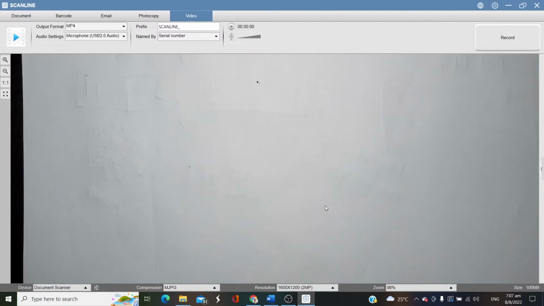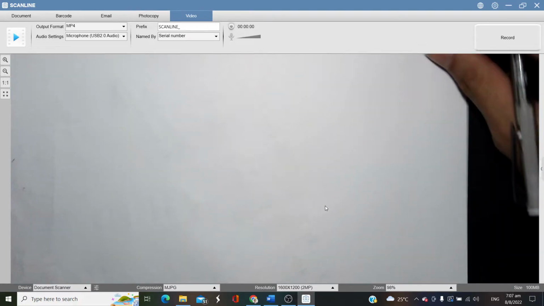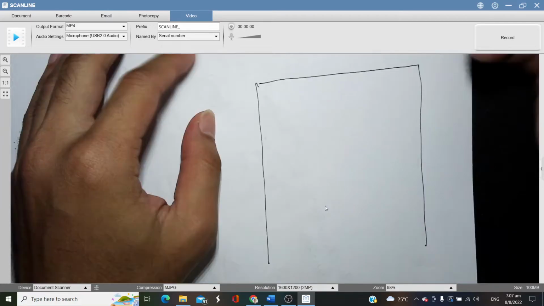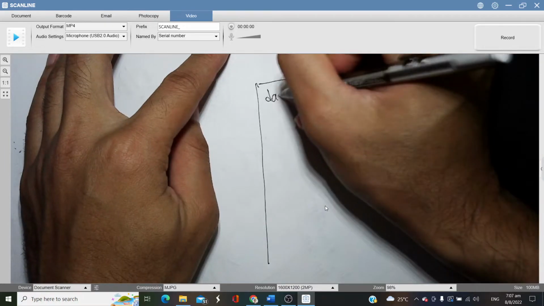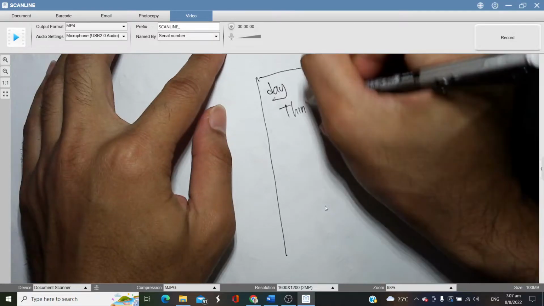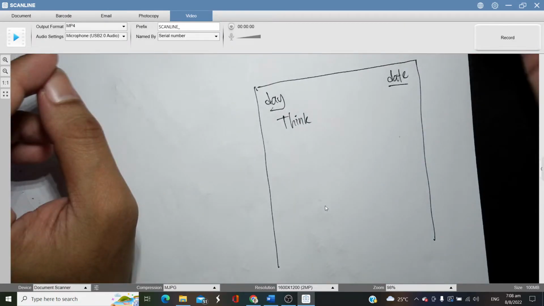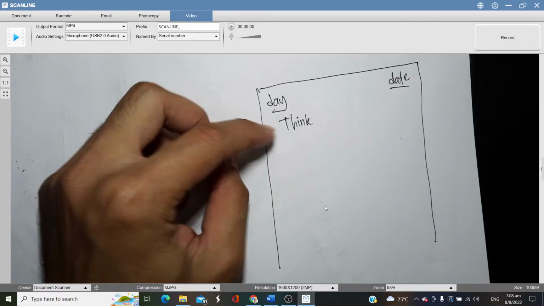Okay, so, back here. This is your exercise book. Like I said, put the date on top, on the left. Start with the title. Every time you write in your exercise book, make sure you have the day, date, and the title.